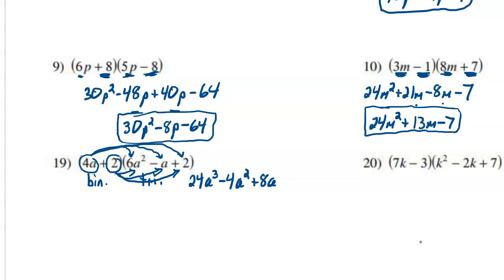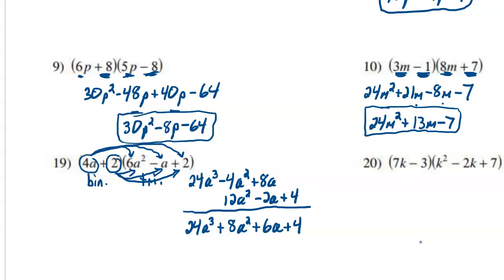Now move over to the 2. 2 times 6a squared is 12a squared. 2 times negative a is negative 2a. And 2 times 2 is positive 4. Now, just like FOIL, where some of the terms were like terms and can be combined, that happened here. So we have 24a cubed, and then for the a squared terms, positive 8a squared. For the a terms, positive 6a, and for the constant, plus 4.